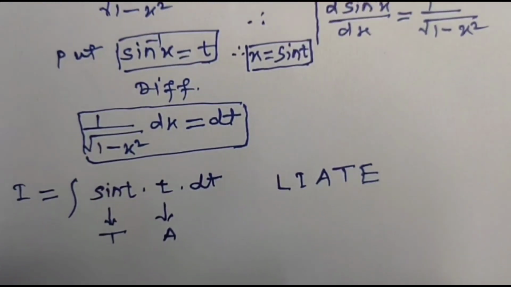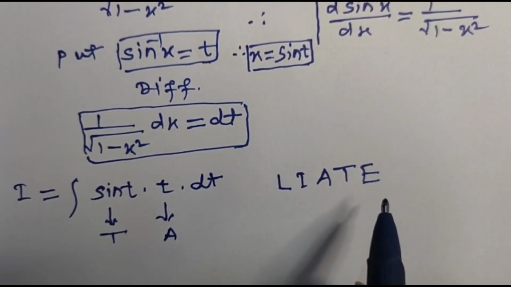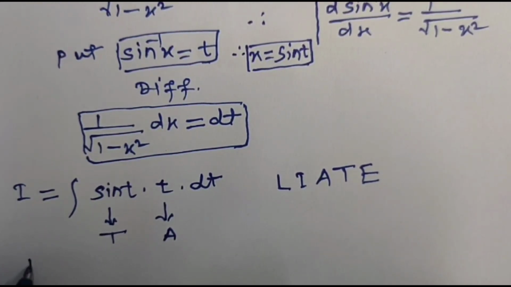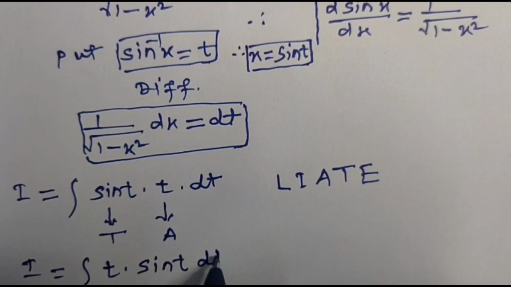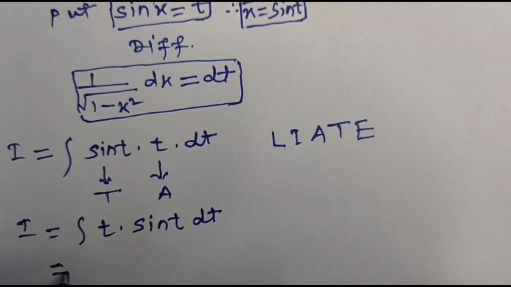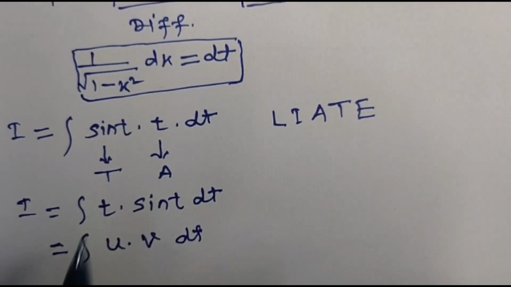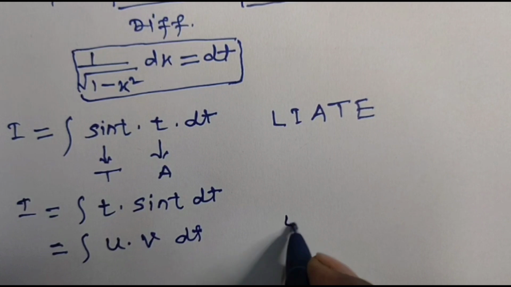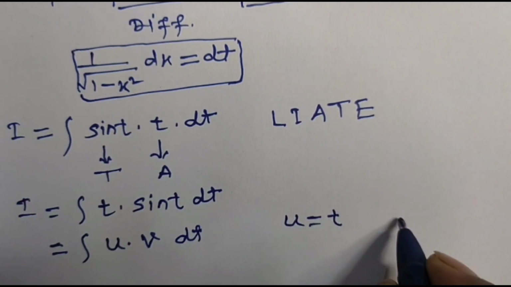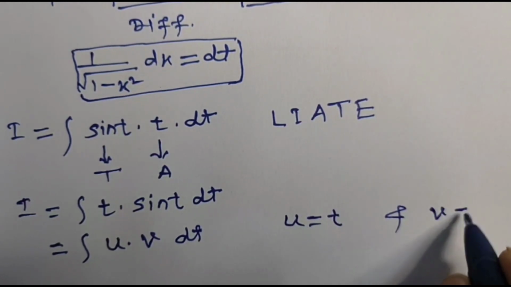So rewriting the given integral in LIATE rule format, I is equal to the integral of t into sin t with respect to t. Now compare the given integral with u into v dt, where u becomes t, which is the first function. u is equal to t. And what is v? v is equal to sin t.